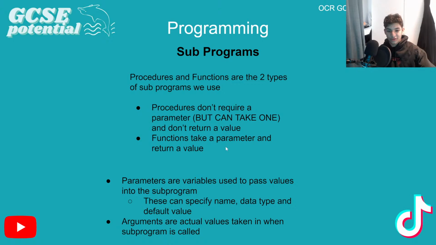So parameters are variables used to pass values into the subprogram, and you could specify the name, data type, and the default value. So if no one inputs anything, then that's what the default value will be. Arguments are actual values taken in when the subprogram is called. So when we actually put something into it, it's known as an argument.